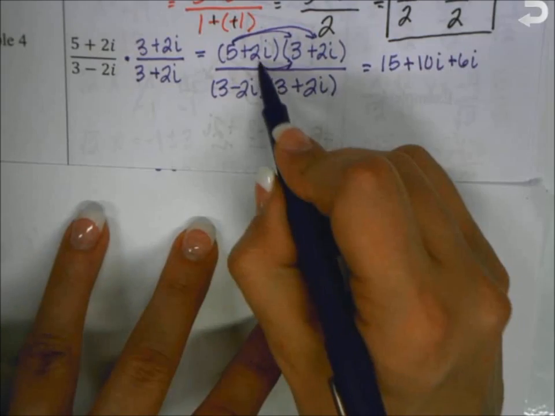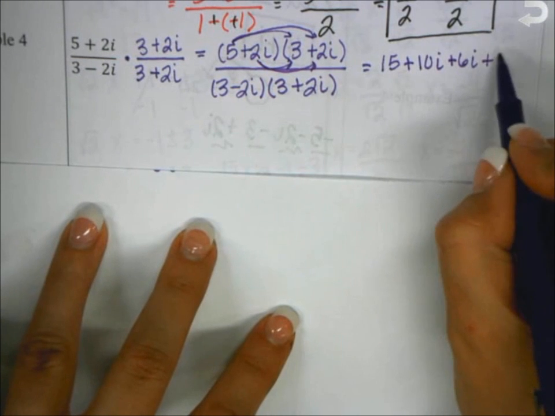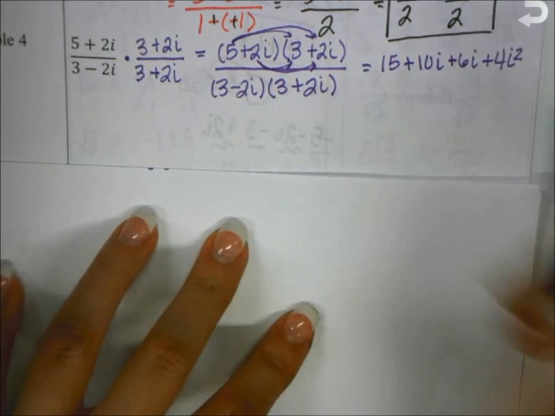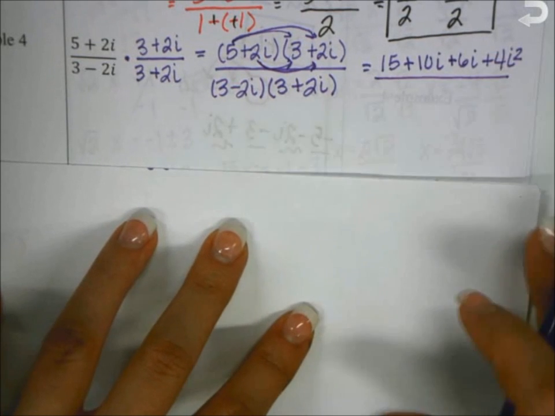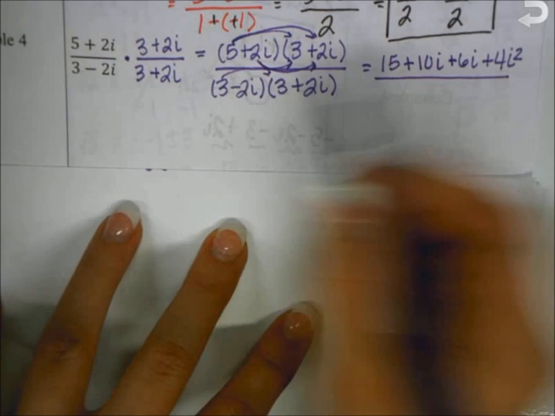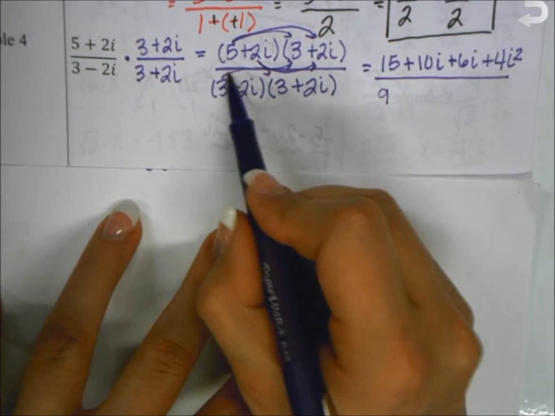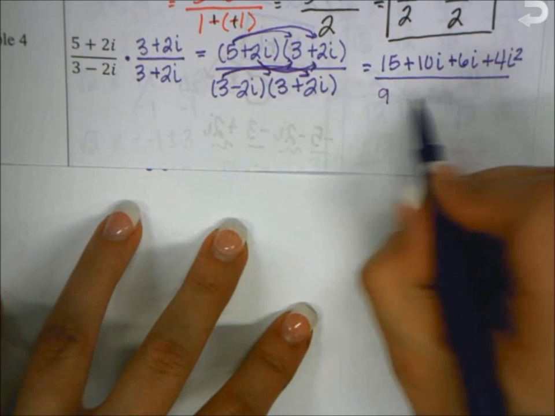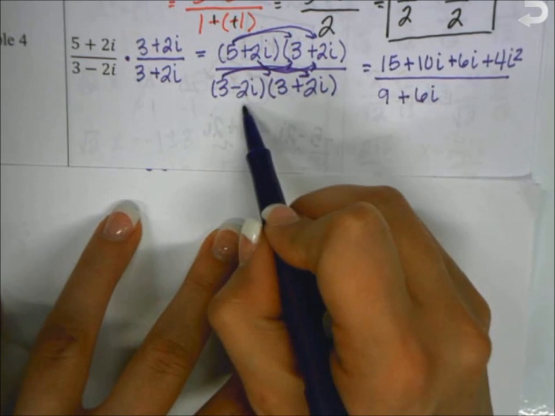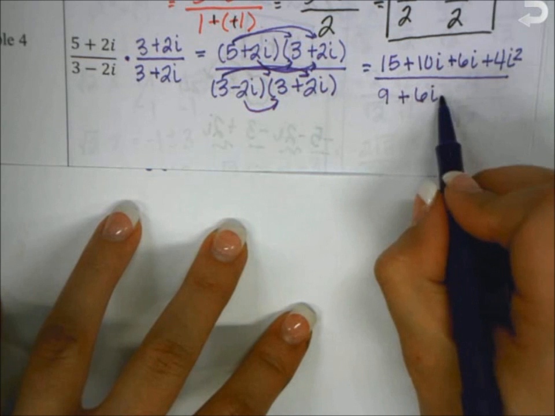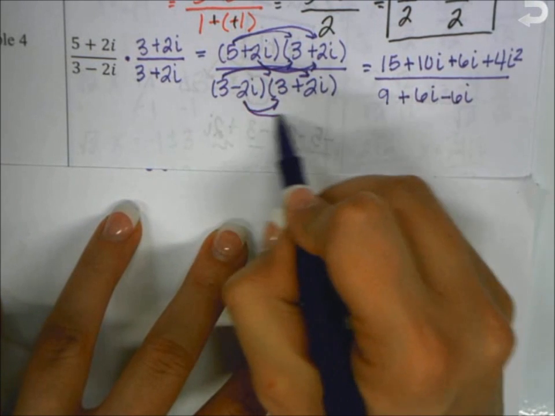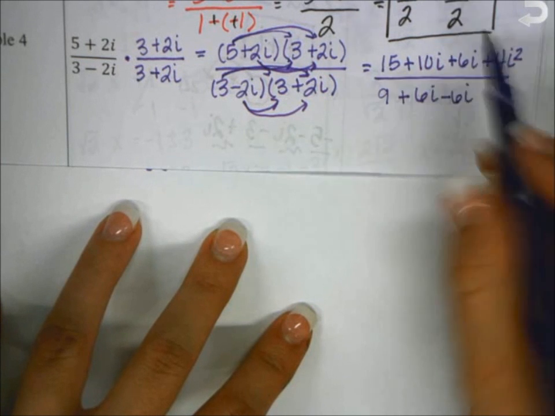All of that over. And then we FOIL again. 3 times 3 gives me 9. 3 times 2i is plus 6i. Negative 2i times 3 is negative 6i. And negative 2i times positive 2i is negative 4i squared. So all I did was I FOILed the numerator and the denominator. I multiplied them all out.